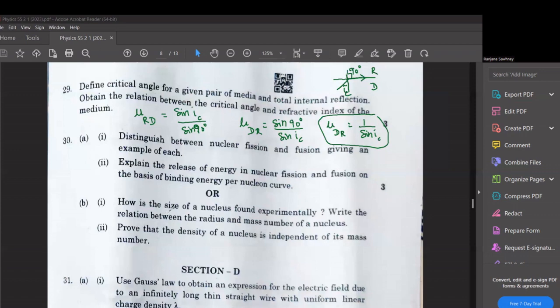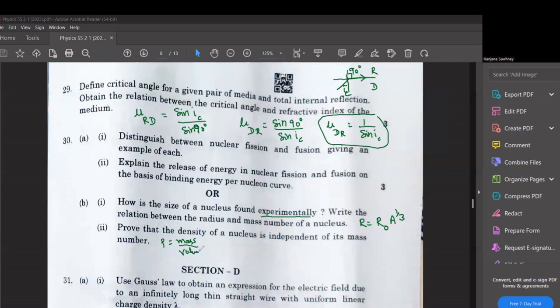There's a choice here. How is the size of the nucleus found experimentally? By the method of scattering, it is found out experimentally. Relation between the radius and the mass number of the nucleus. We know that the radius of the nucleus is equal to an empirical constant, some constant, we call it the empirical constant, times A raised to the power 1 by 3. So this is the relation. Prove that the density of the nucleus is independent of the mass number. We know that density is mass upon volume.